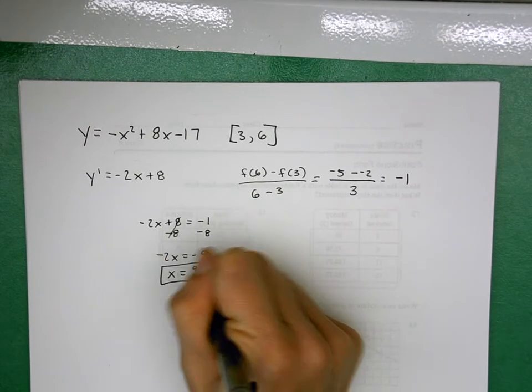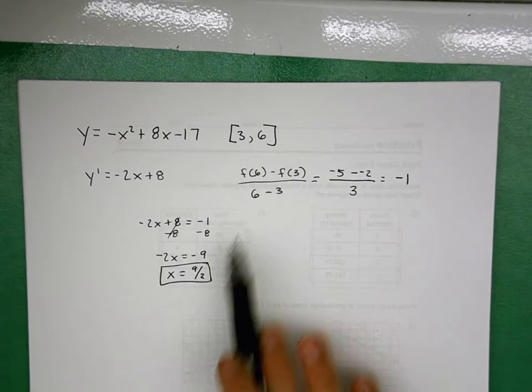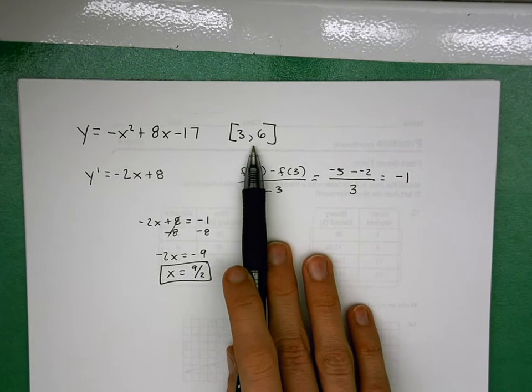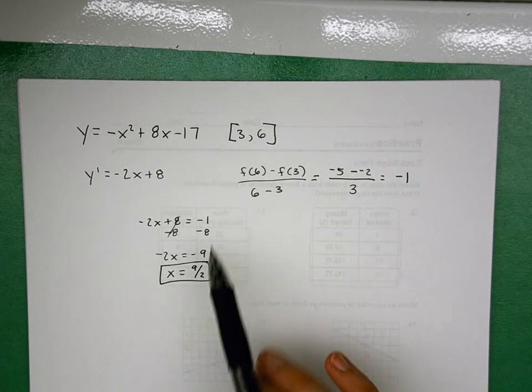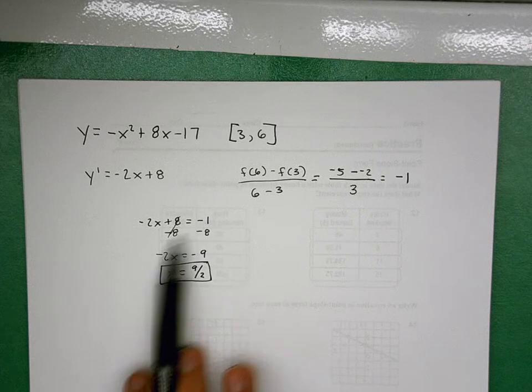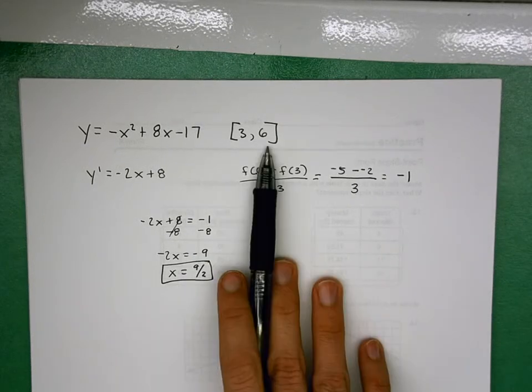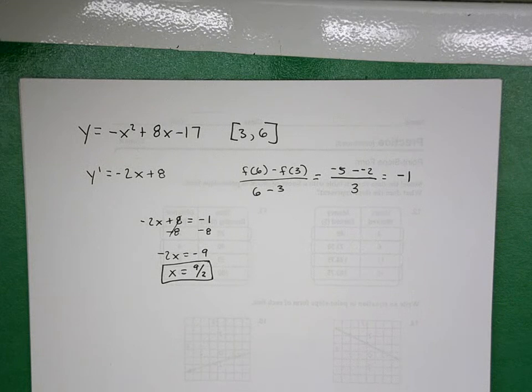9/2. It's a good idea to always make sure that you haven't made a small mistake, because again, this number should be on this interval, which it is. 9/2 is 4.5, which would lie between 3 and 6. If for some reason I had gone through all this process and I got 8 as an answer, 8 is not in that interval, which means somewhere there was a mistake.